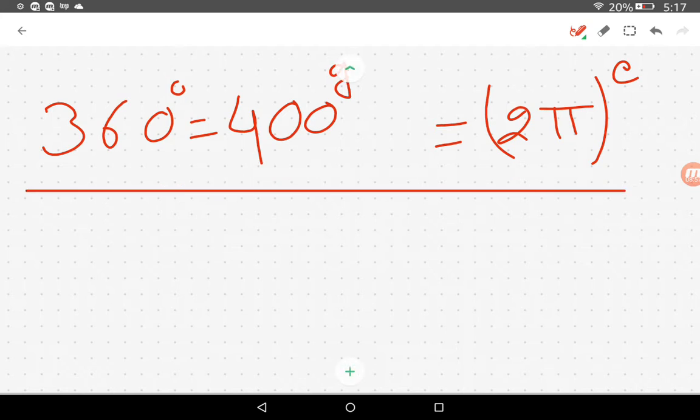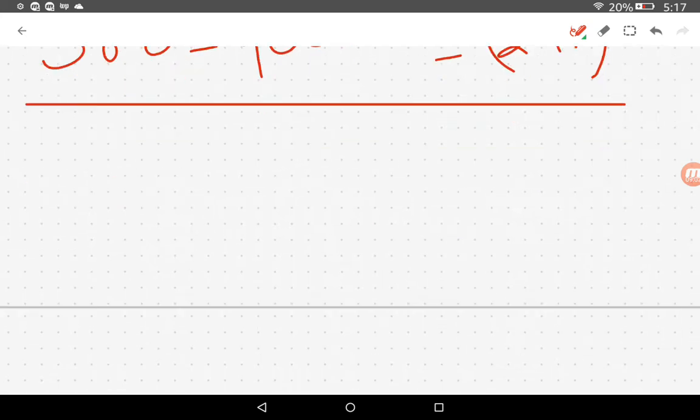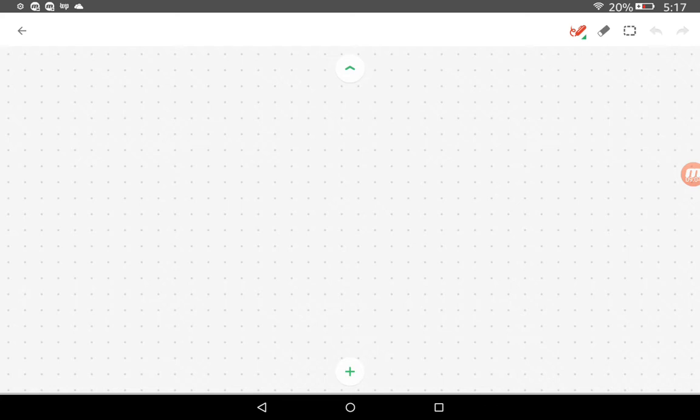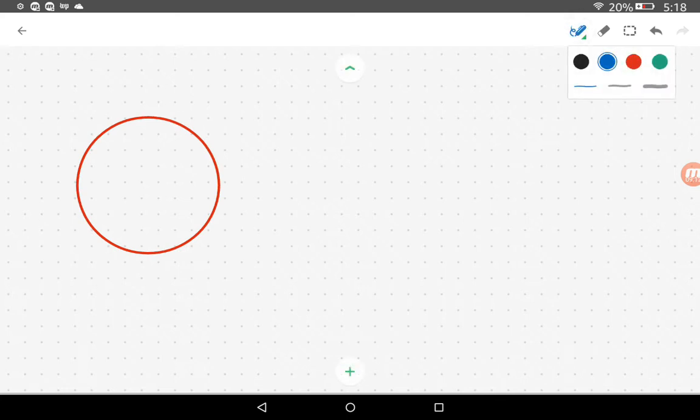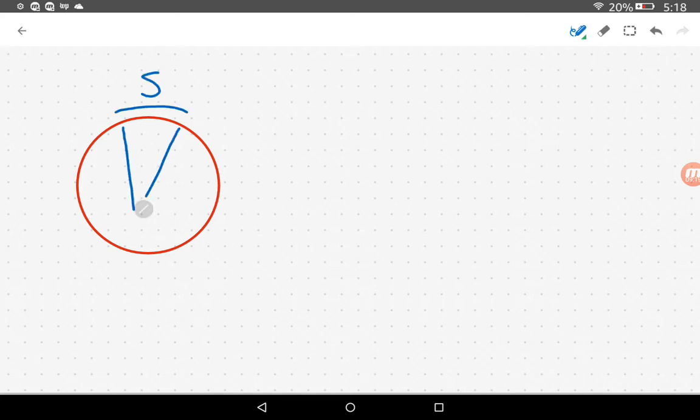Now let us discuss a few more things related to radian and circle. To discuss these things, first let me consider a circle again. This is a circle. Suppose that this is an arc length S. This arc length produces an angle theta at the center of the circle.